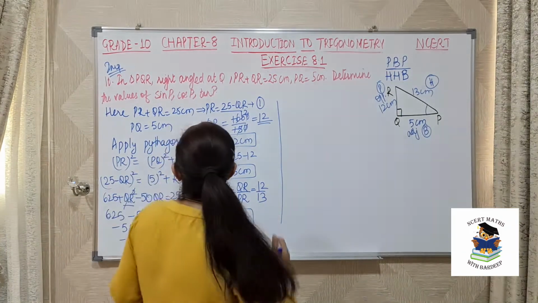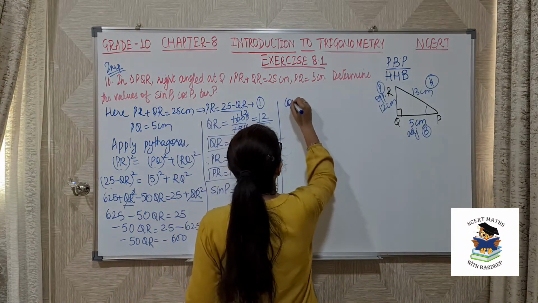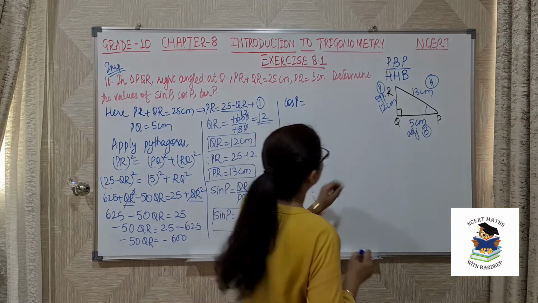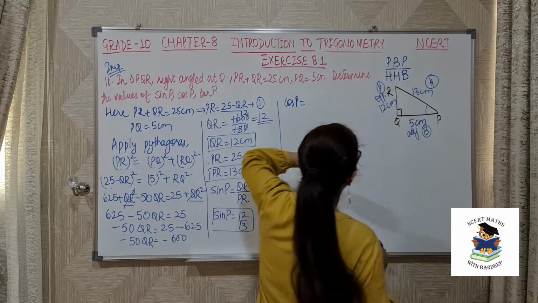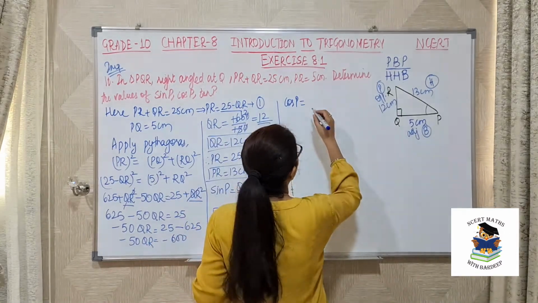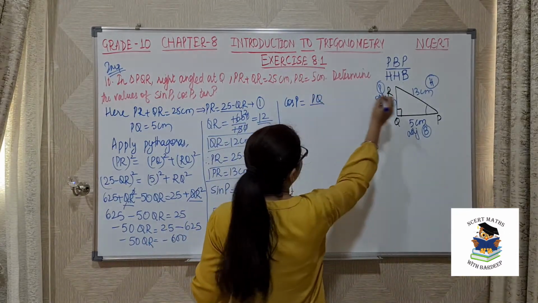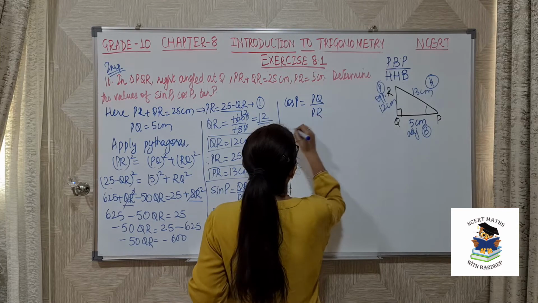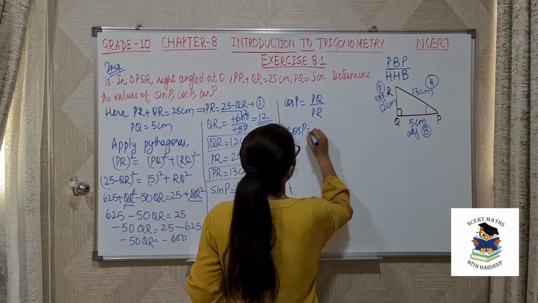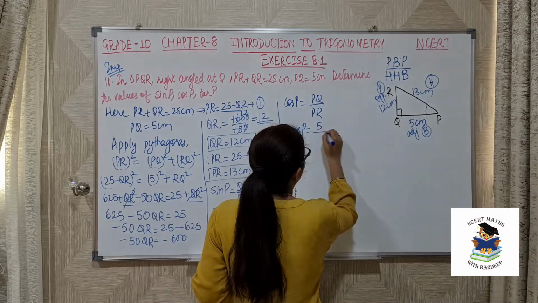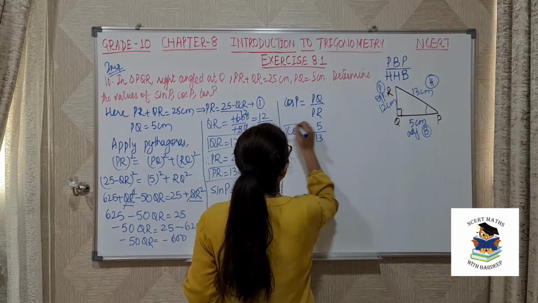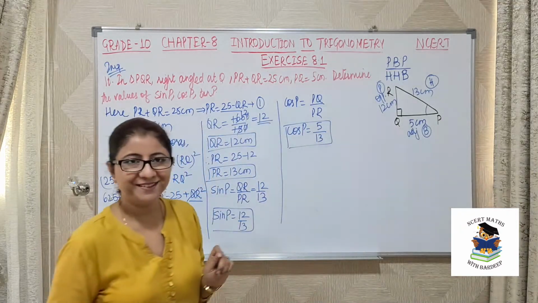Okay, so now let's see cos P. Cos is always the ratio of base with hypotenuse. So what is the base in our case? This is PQ over the hypotenuse, which is PR. So cos P is PQ, which is 5, and the hypotenuse is 13. So 5 by 13. Right.